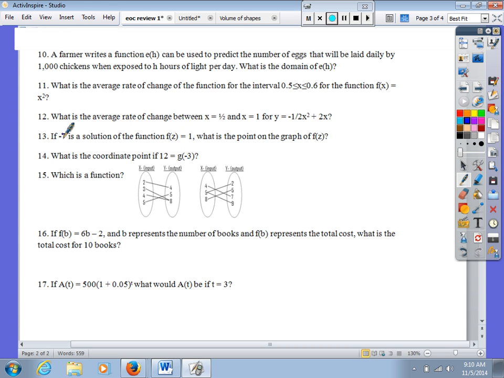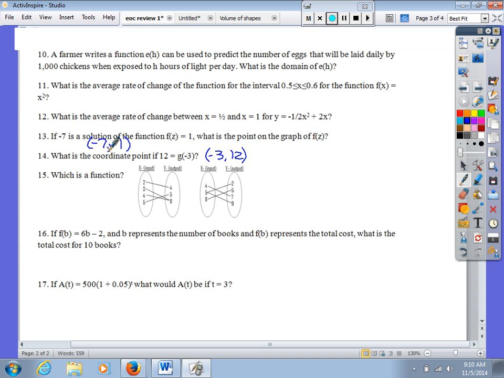It should be negative 7, 1, because whatever's after the equal sign is your y, and what's in parentheses is your x. So what should this one be then? Negative 3, 12. Good job. Whatever's in the parentheses is your x. Whatever's after the equal sign is your y. Here we didn't have anything in our parentheses, so just know that that would have to be your x.